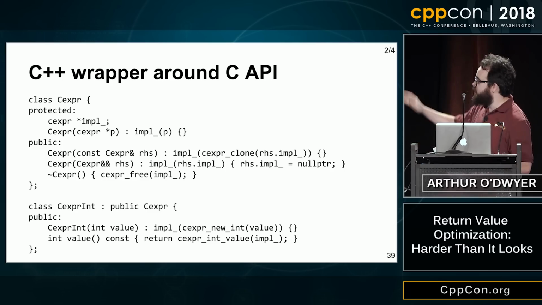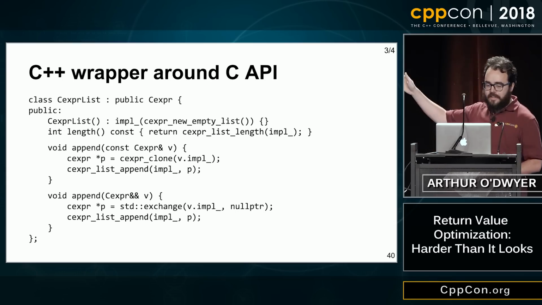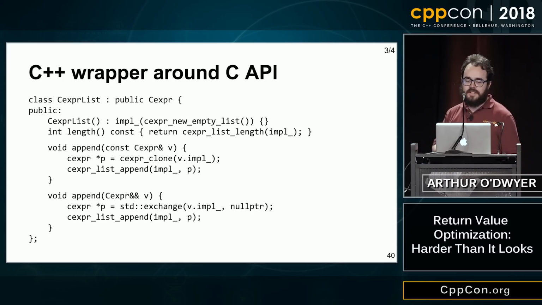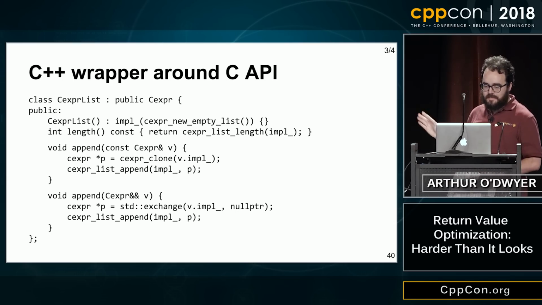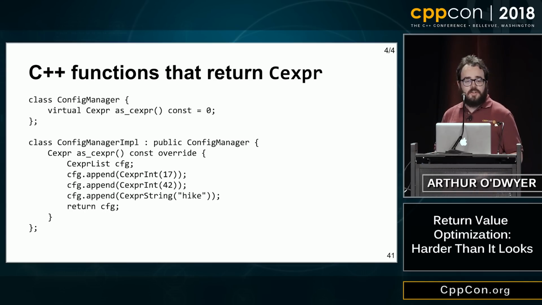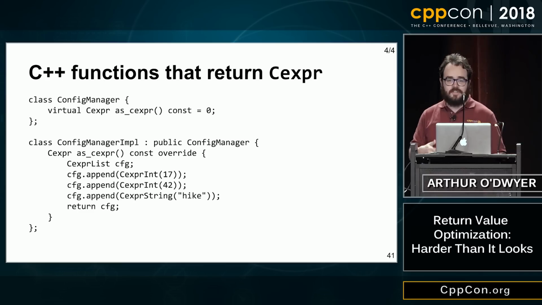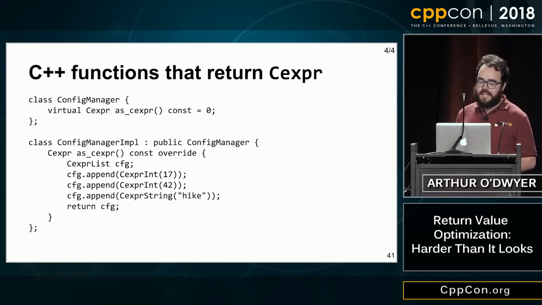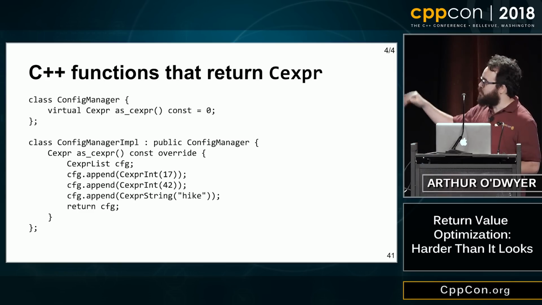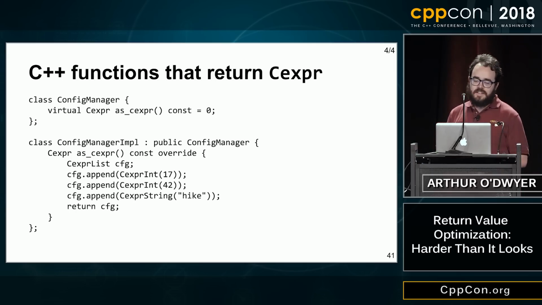So here we have a sexpr int. You can get the value out of that. Sexpr list has a length and an append. And has some details there, which I'll skip over. And we have some C++ functions that return Cexprs by value, because now it's an RAII type. It has value semantics. So I can have this config manager type thing that builds up a representation of an expression. In this case, it's a list containing 1742 hike. And it's going to return that.